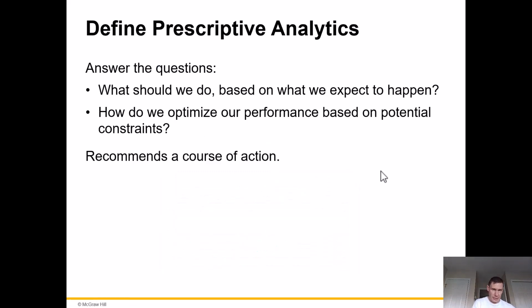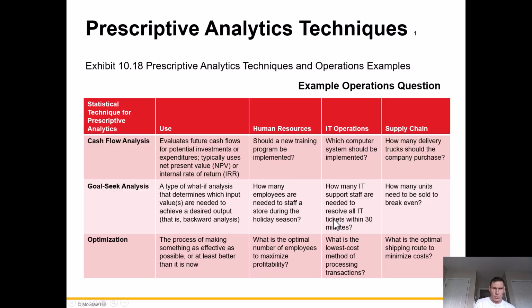Defining prescriptive analytics. So we answer the questions, what should we do based on what we expect to happen? And how do we optimize our performance based on potential constraints? And then hopefully recommend a course of action. So some prescriptive analytics techniques you can see here, again, in the operations realm.